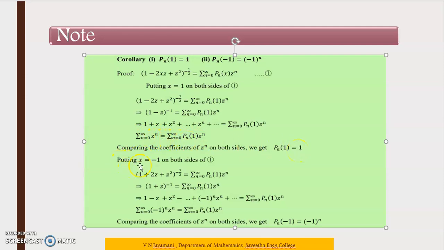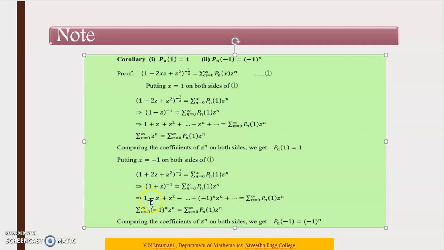So likewise, putting x = -1 on both the sides of equation 1, we can write (1 + 2z + z²)^(-1/2) = summation n = 0 to infinity Pn(-1) z^n. Now this is of the form (a + b)², that is (1 + z)². Then combining with -1/2, we will get (1 + z)^(-1) = summation n = 0 to infinity Pn(-1) z^n.